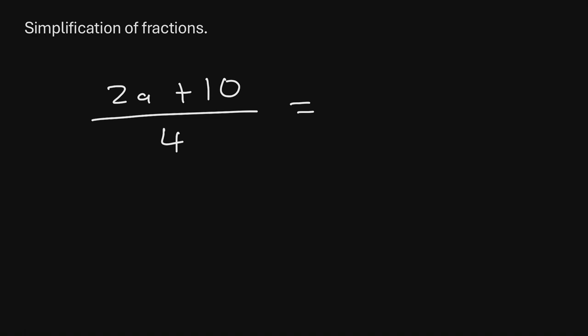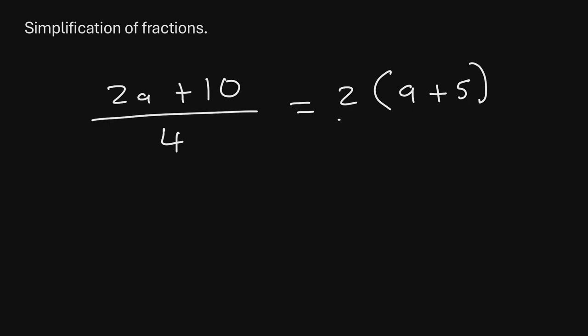At the top, we have a common factor, which is 2. We're going to take out 2 as a common factor, and we open the bracket. Remember, when you take out the common factor, you say the first term divided by the common factor. That gives us a, because 2a divided by 2 is a. Then you move to the second term, which is 10 divided by the common factor 2. That will give us 5. So that is how we factorize at the top.